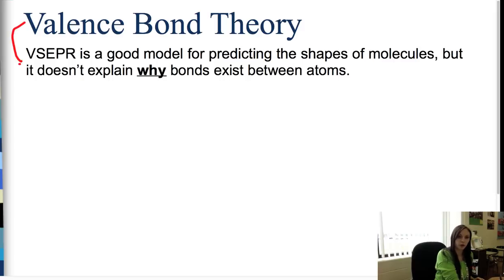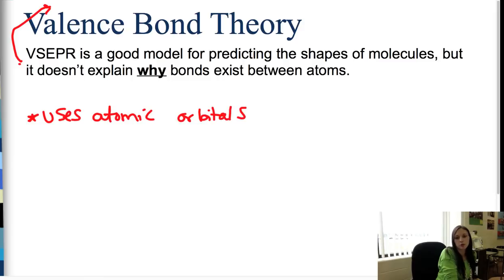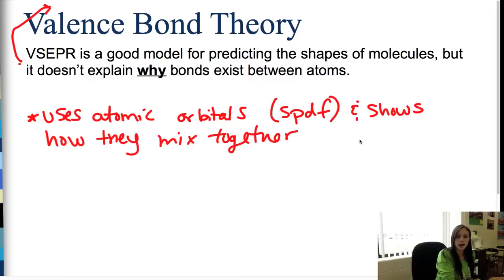So this is actually before this title here. And on the back, on the top of page 3, you will see what you need to put now. Okay, valence bond theory uses atomic orbitals. And remember, those are the SPDFs that we looked at in chapter 6. It shows how they mix together, and these overlaps of atomic orbitals are going to be what we have for our bonds between atoms. So the overlap of atomic orbitals forms a covalent bond.